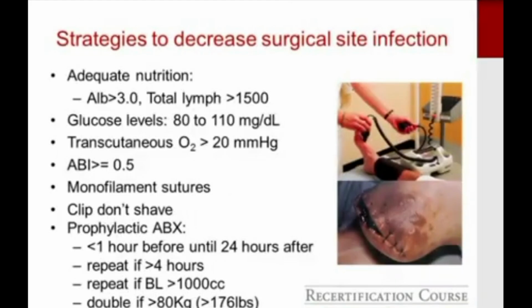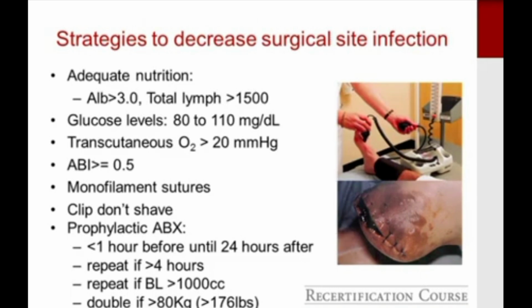This is kind of a busy slide, but it's important, I think, to recognize the strategies which may help to decrease surgical site infection. Again, it's very important to maintain adequate nutrition, as labeled by these labs here. It's important to keep glucose levels within normal parameters. It's important for patients here to determine whether you're going to do extremity surgery on. The transcutaneous oxygen percentage is important. Ankle brachial indices are important.